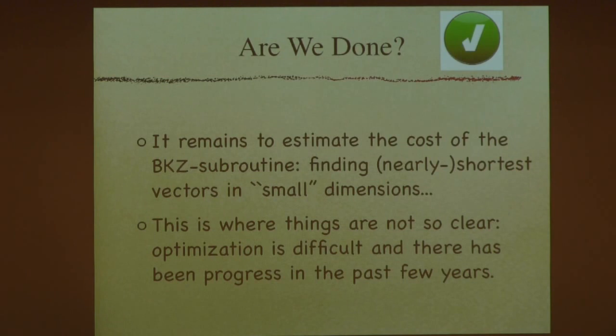So this is where it gets a bit crazy. We'd like to estimate the cost of this subroutine, and this is where optimization is particularly difficult. You can see from the challenges that there has been quite a lot of progress in the past few years. So what is the problem?